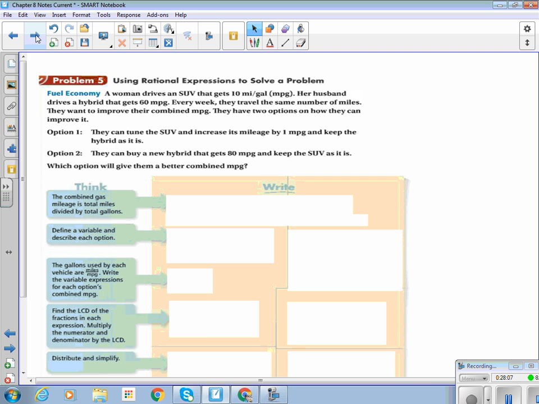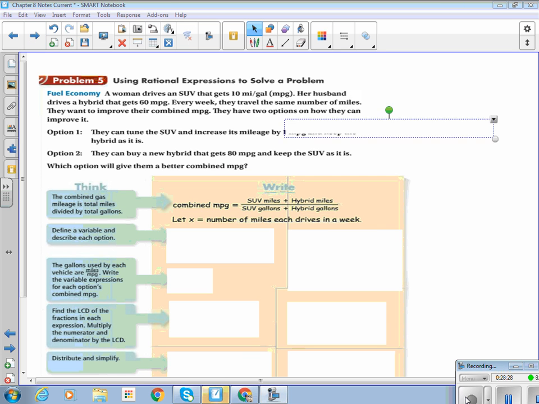The combined gas mileage is total miles divided by total gallons. So we're going to start with the equation. Combined miles per gallon is the SUV miles plus the hybrid miles divided by SUV gallons plus the hybrid gallons. We can't move the thing. All right, so we're going to define our variables. We're going to let x equal the number of miles each person drives in a week, and they drive the same number of miles a week.